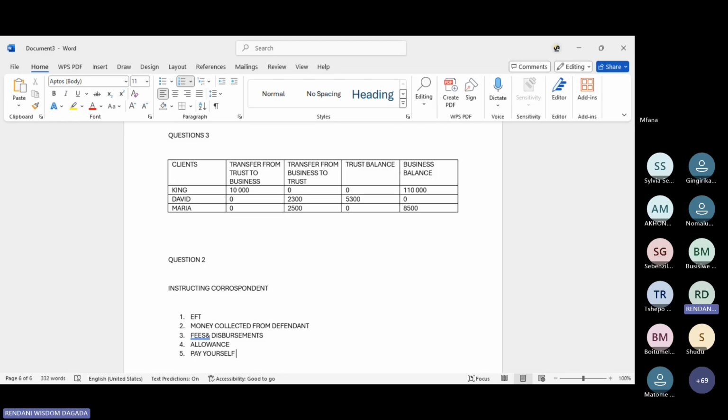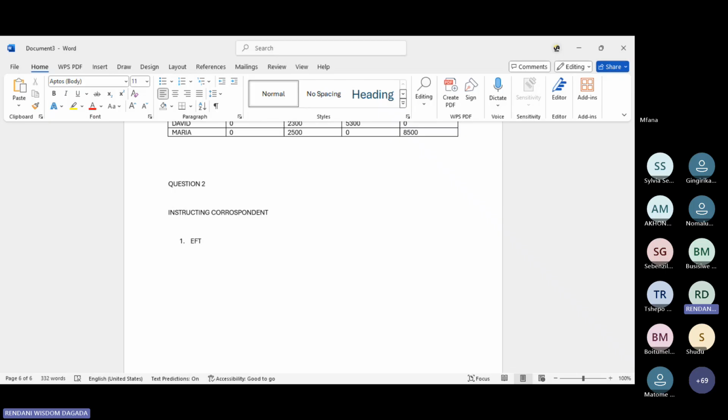So there are 4 amounts that you need to look for in the statement of account. Number 1, EFT. Number 2, money collected. Number 3, fees and disbursements. Number 4, allowance. We are going to do each step individually. We are going to start with the EFT. Look at that statement of account. How much is the EFT in that statement of account? 2,800.